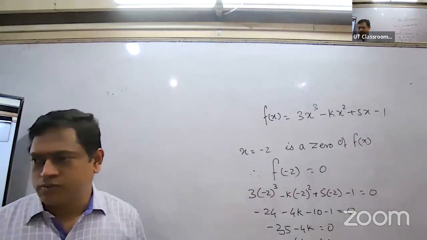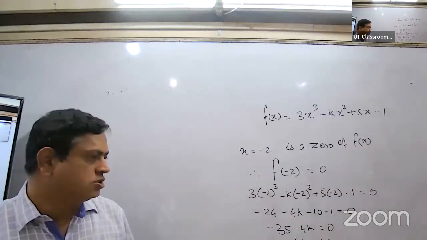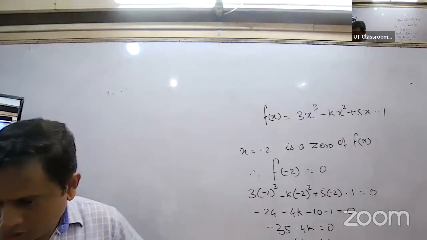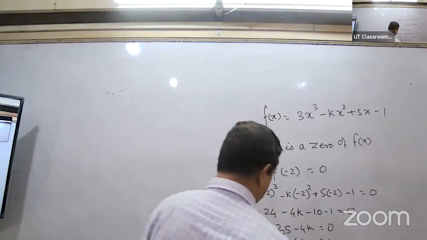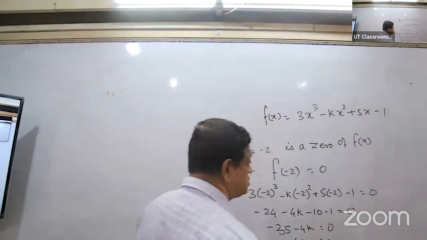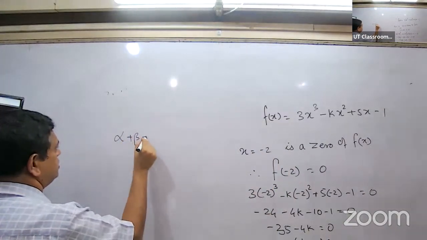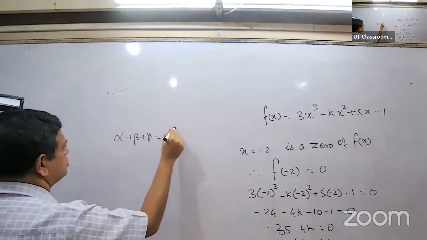Check. Some of you got +35 upon 4. K is equal to -35 upon 4. Got it? Yes, that is the first answer. Now you have to find out the sum of the zeros. What is the sum of the zeros formula? Alpha plus beta plus gamma is equal to what is your formula?